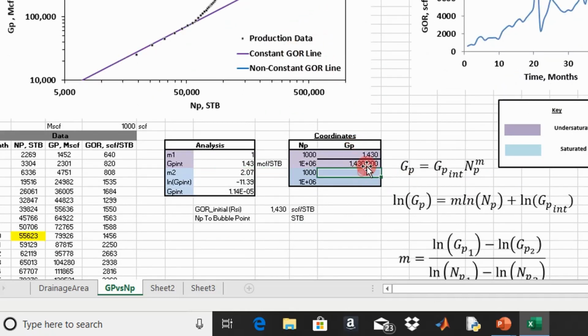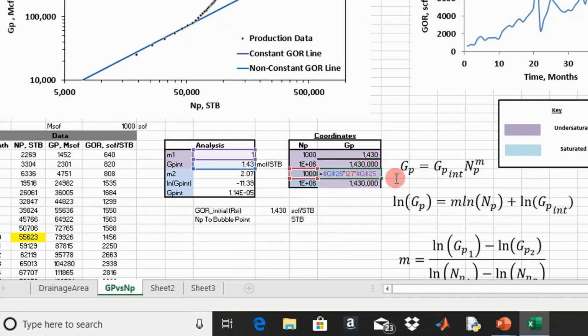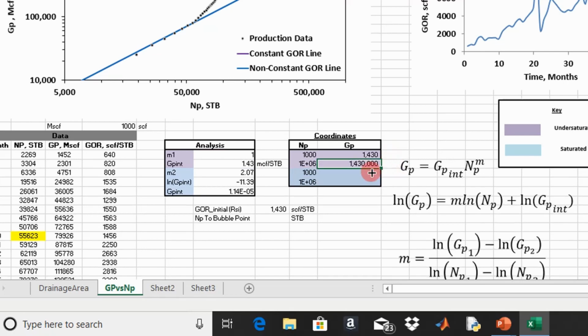So let's use the same equation. So I'm going to drag this down. And so all I did was, well, let's not drag that down. Let's rewrite the equation. So our intercept is right here times, and I'm going to freeze this again, times our cumulative oil production raised to the m subscript 2. I'm going to lock that in.